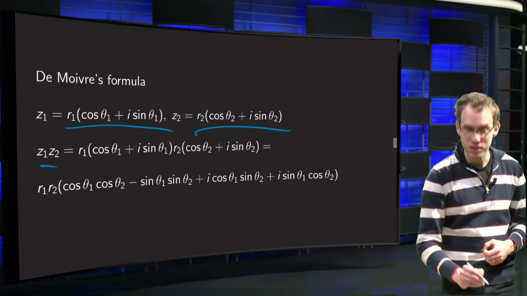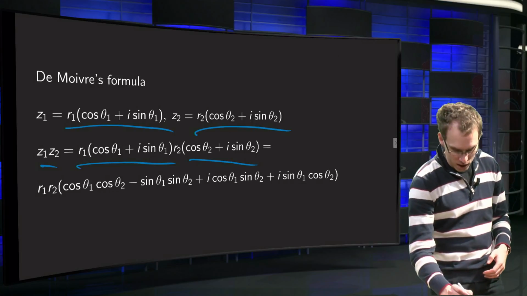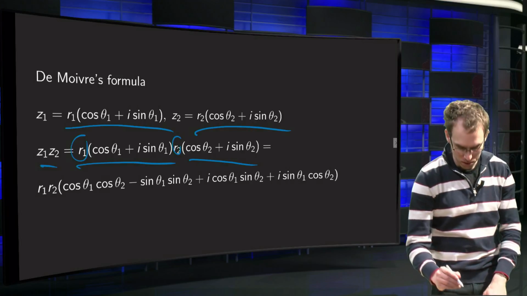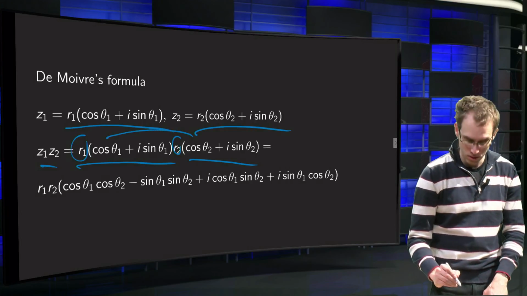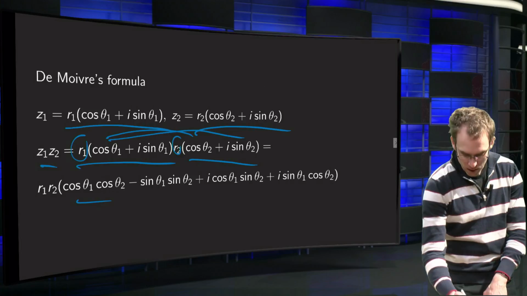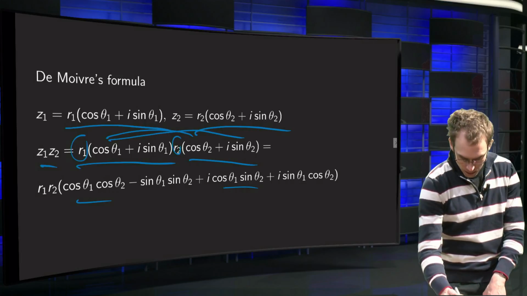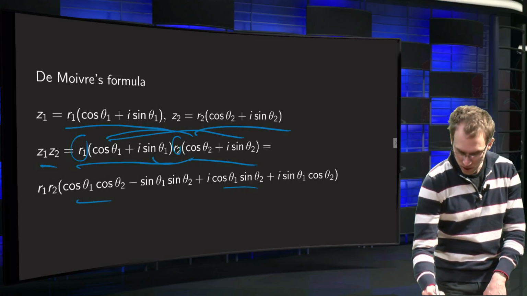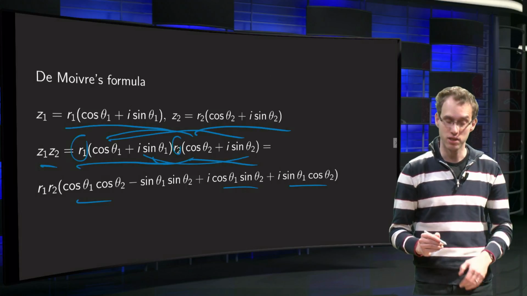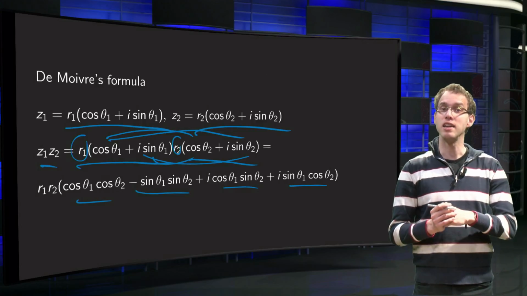So what happens? z1 times z2. Here we have our z1 and here we have our z2. And we multiply, so we get r1 times r2, we take that in front, and then we work out the brackets: cosine theta 1 times cosine theta 2, plus i times cosine theta 1 times sine theta 2, plus i times sine theta 1 cosine theta 2, and then finally i squared times sine theta 1 times sine theta 2, which is a minus sine theta 1 times sine theta 2. And this looks horrible.